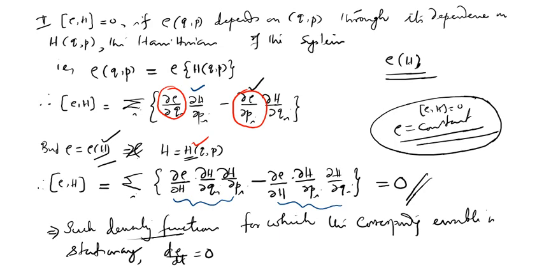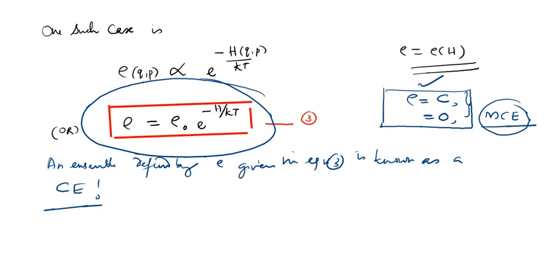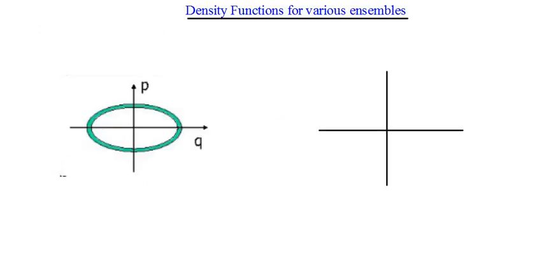Now let me represent these two cases pictorially. That will help you have a physical idea of the meaning of rho equal to constant, rho equal to 0, or rho equal to rho 0 into e raised to minus H by kT. Density functions for both the ensembles can be represented pictorially. For example, consider a harmonic oscillator having energy E, or say the Hamiltonian is H. For a conservative system, the Hamiltonian represents the total energy.